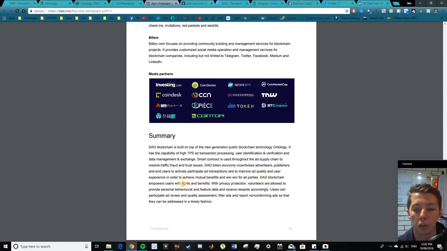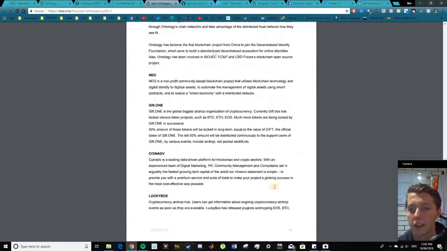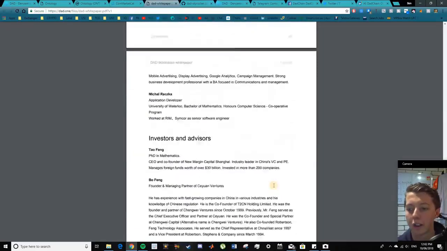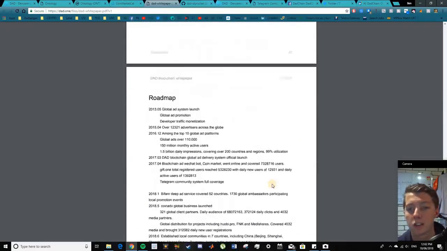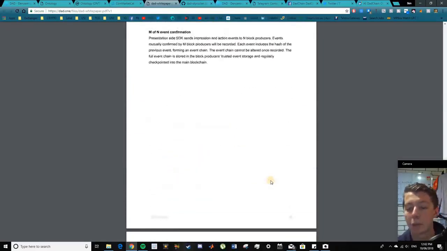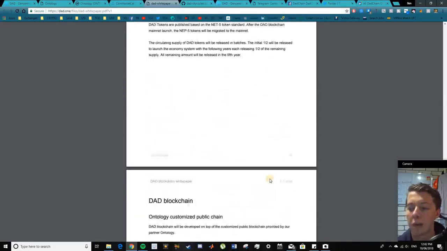The DAD blockchain will empower users with rights and benefits, and privacy protection. Users can participate in ad review and quality assessments, filter ads and report non-conforming ads, and you'll also be receiving more rewards there. So, it's pretty interesting. I feel like it's a strong competitor in the decentralized ad space, and being built on Ontology is great. Let me know what you guys think.